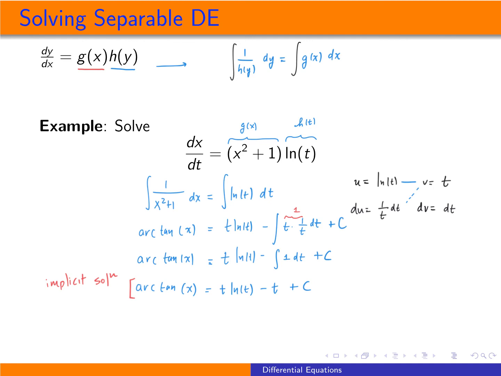But at the same time, if we wanted to, we could take it a step further and solve for x explicitly as a function of t. So in this case, x as a function of t is going to be the tangent of everything that's on the right.